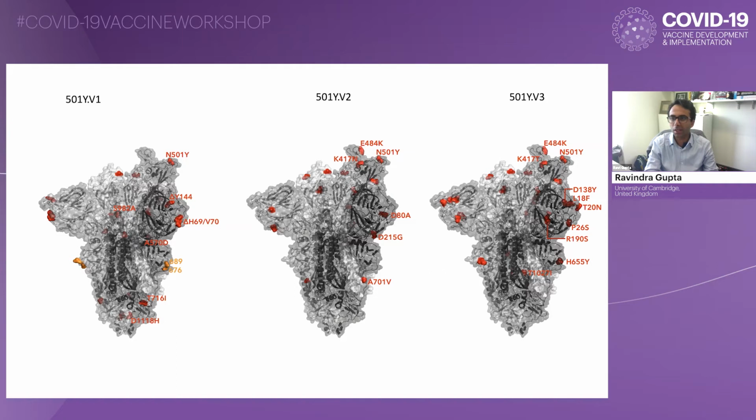Moving on to the right-hand side, you've got 501YV3, in other words, the Brazil origin variant. And you can see there are a number of different mutations in addition to 501 and 417 mutations. For example, L18F, and you can see a number of others there in the diagram spread throughout S1 and S2.